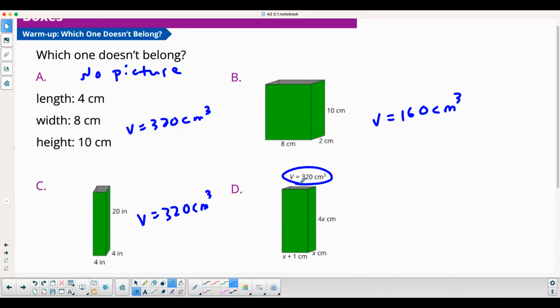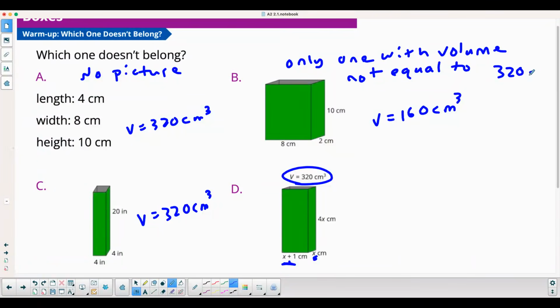And then this one, they tell you the volume, so I can't really multiply it out because I don't have numbers there. But right away, I could say B is the only one with volume not equal to 320 cubic centimeters. If I go to C, you could probably say, oh, you know what? I was wrong here. That's not centimeters, that's inches, cubic inches. So right away there on that one, you could say, oh, C is the only one in inches.